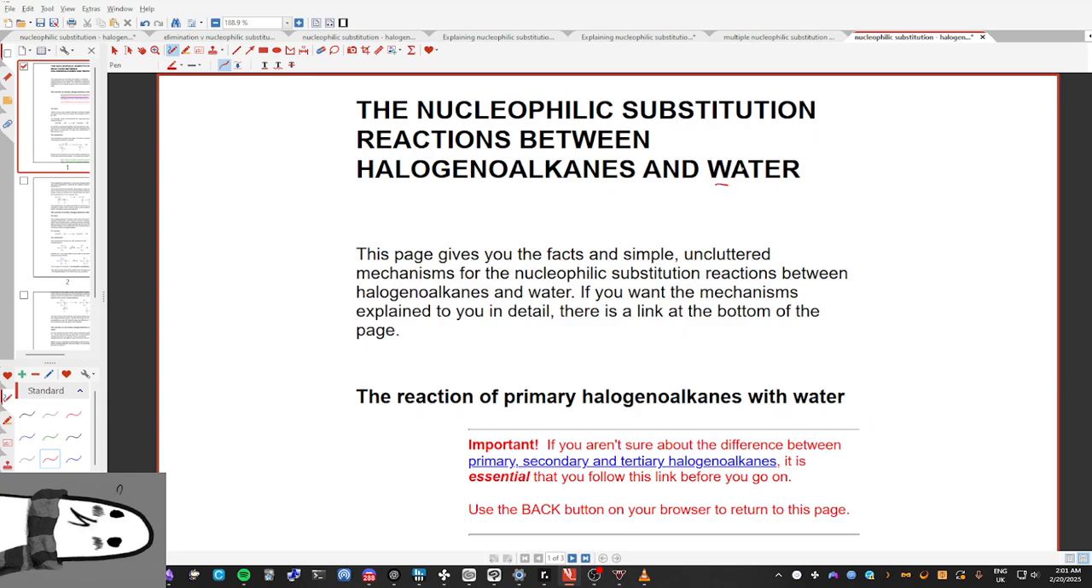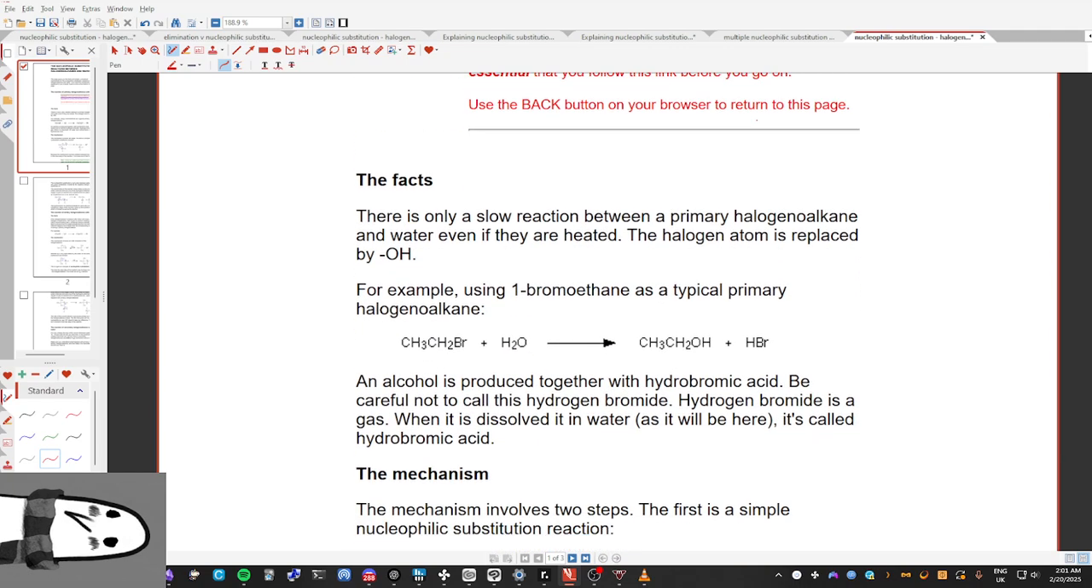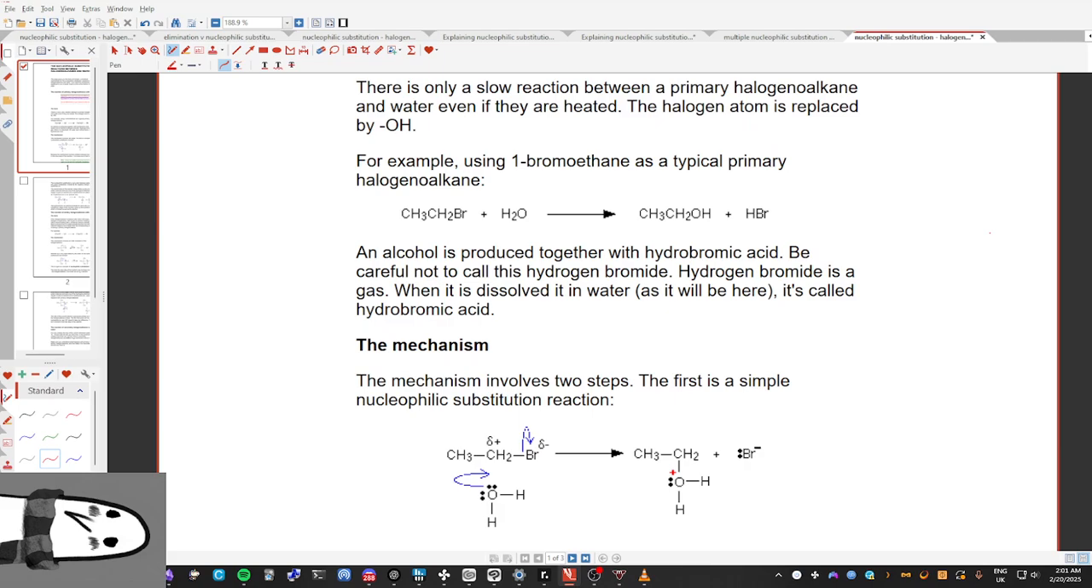So we were a bit confused about when water was reacting with primary and tertiary and secondary. So let's look. As we know, it will be a slow reaction between a primary halogenoalkane and water even if they're heated. The halogen is replaced by OH to form an alcohol, ethanol. It's produced with hydrobromic acid. Be careful not to call this hydrogen bromide. Hydrogen bromide is a gas. When it's dissolved in water, it is hydrobromic acid.